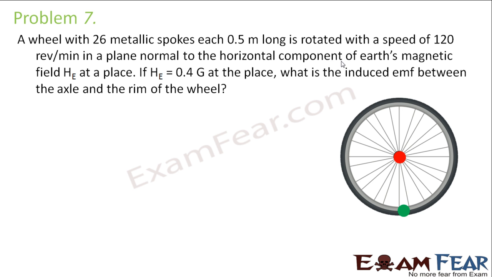What are spokes? Spokes are nothing but this one. These are known as spokes. These straight lines are the spokes. This is known as the axle of the wheel and this is the rim. So this is the rim, this is the axle and these are the spokes, right? It says that it has 26 metallic spokes and the length of each spoke is 0.5 meters.